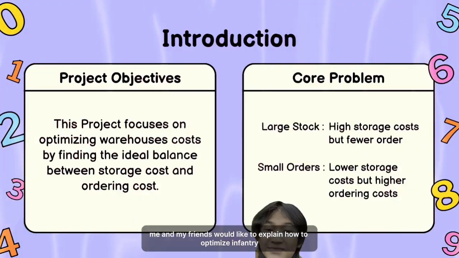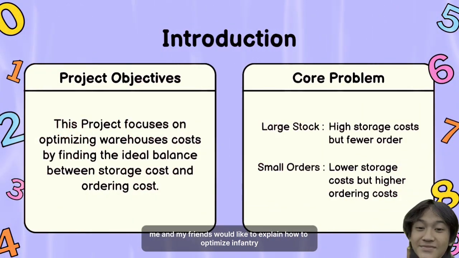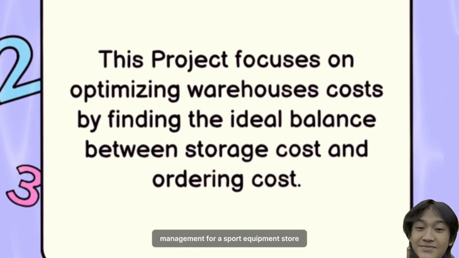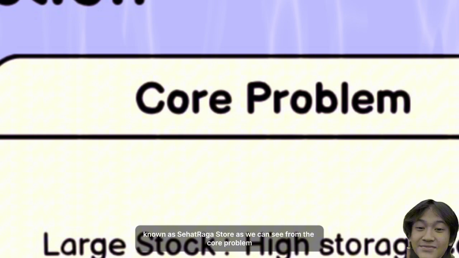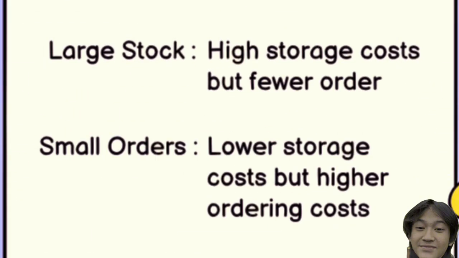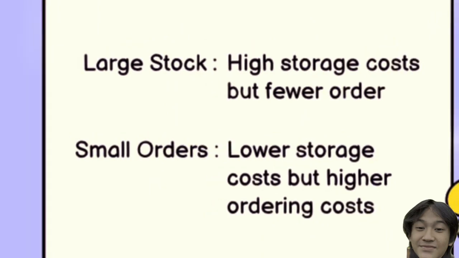So here, me and my friends would like to explain how to optimize inventory management for a sport equipment store known as Sehat Raga store. As we can see from the core problem, there are two core problems: high storage cost but fewer orders, and lower storage cost but higher ordering costs.